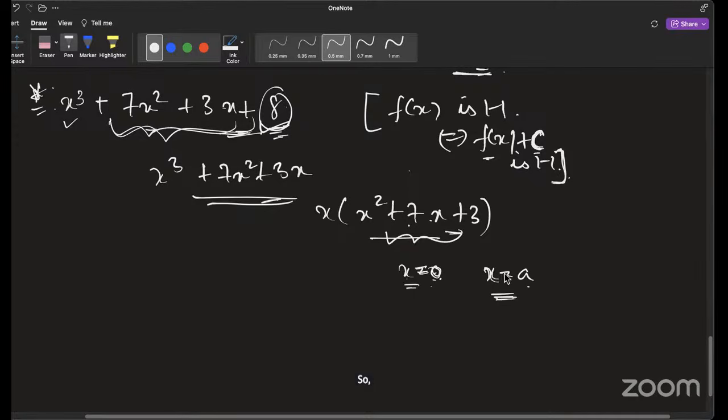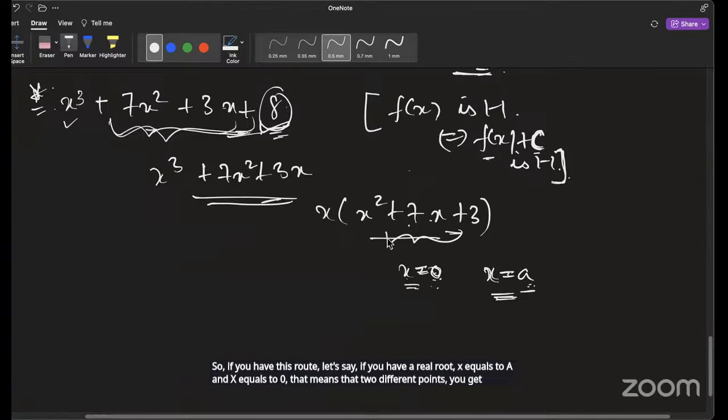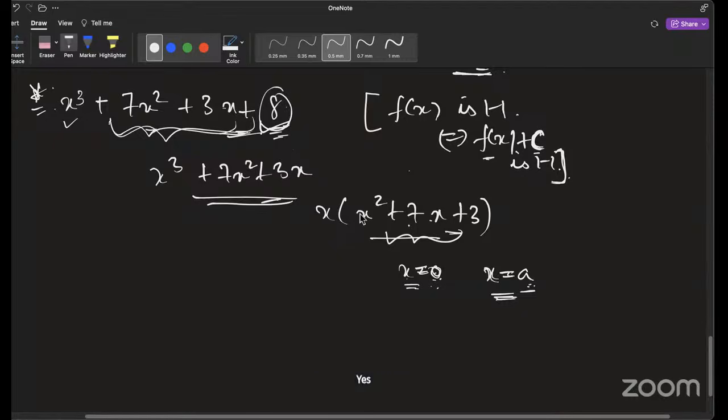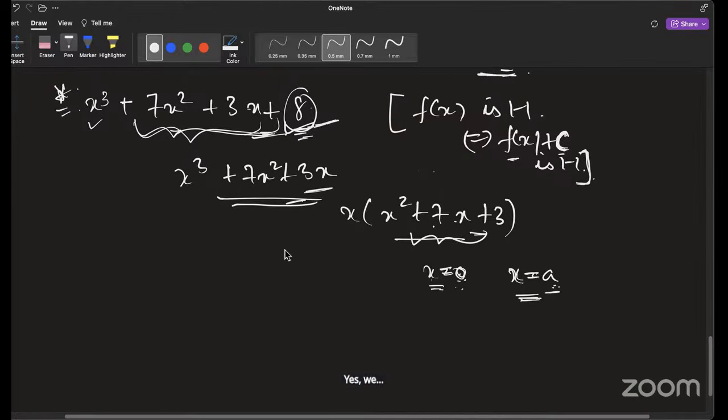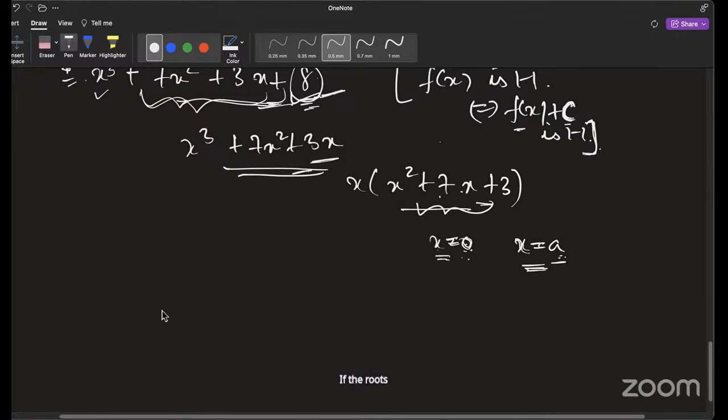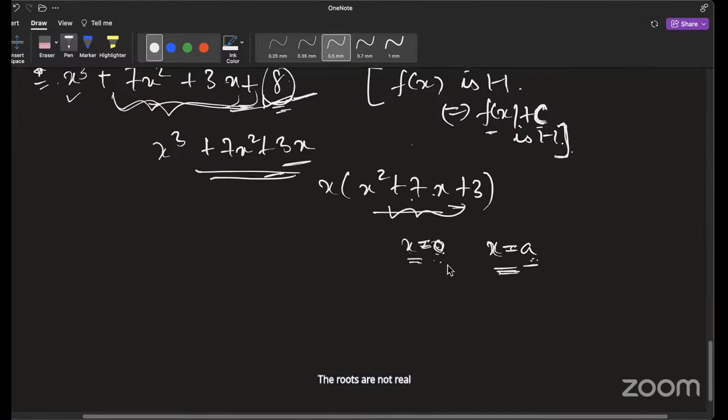So if you have a real root, x equals a, and x equals 0, that means at two different points you get the same value 0, right? That means this function is 1-1. That means this thing is also 1-1.